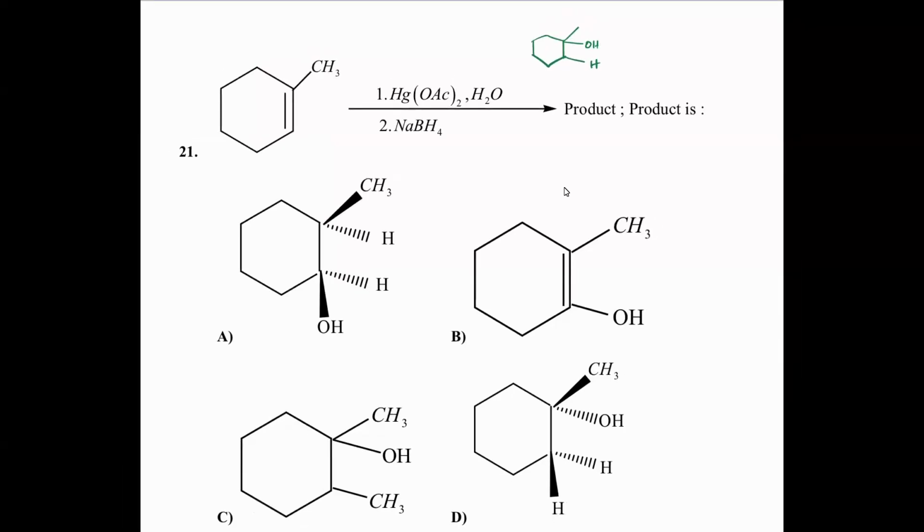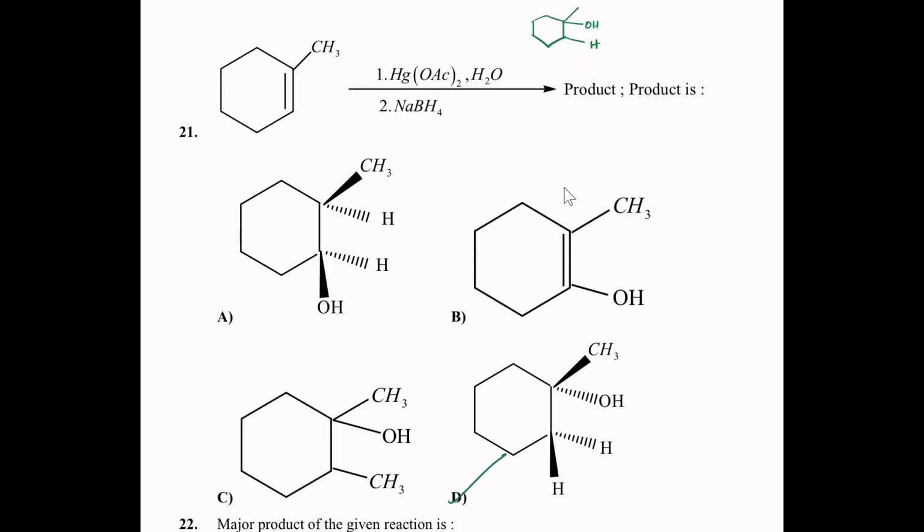So what is necessary is that OH and H could be non-stereospecific. That means they can be both on the same side or opposite side. It does not make any difference. So the first option is wrong because OH is added here. Second option, there is no OH added. Third option, OH is added, but here it is wrong. There is no CH3 here. Fourth option is correct. This option makes more sense.